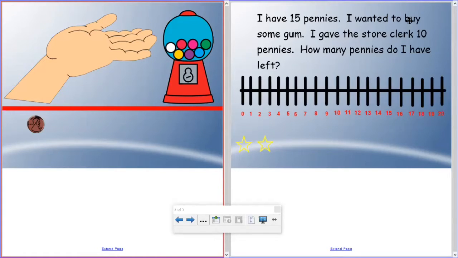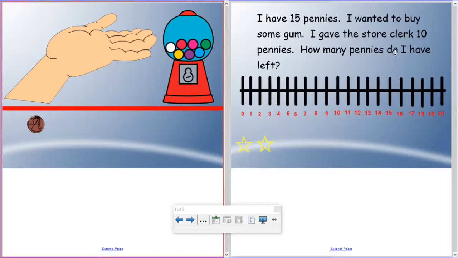I wanted to buy some gum. In my mind, I can see myself at the store looking at the gumball machine. I gave the store clerk 10 pennies. In my mind, I can see myself giving the store clerk 10 pennies, one at a time. And when I give the store clerk pennies, I am taking them away from my hand.